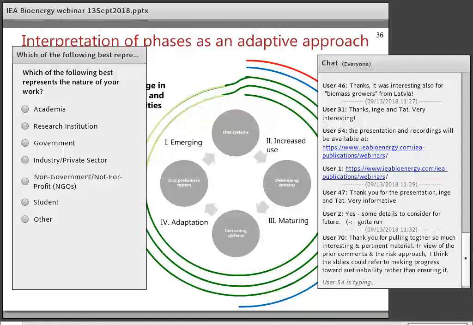Okay. Thanks, Inga. I think we've reached... Seeing a comment here. Thanks, Virginia, for your comment. Slides could refer to making progress towards sustainability, other than ensuring it. So thanks very much for your suggestion.